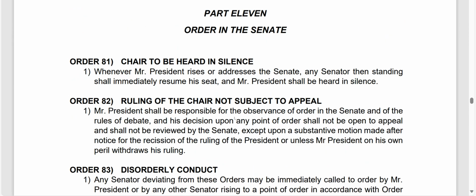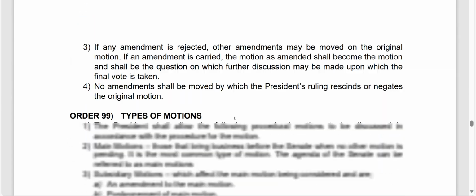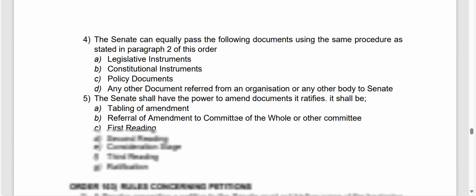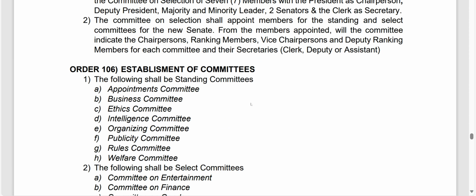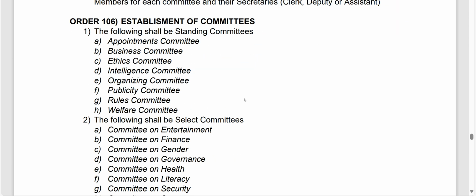They also have the chair to be heard in silence, also talking about the president of the Senate. It's just the same thing, but in the Senate. I want to talk about the committees of the Senate. That is another distinct feature. Now, I already told you that the Senate is smaller in number. So due to that, the Senate does not have 34 committees. No, unfortunately, the Senate does not have 34 committees.